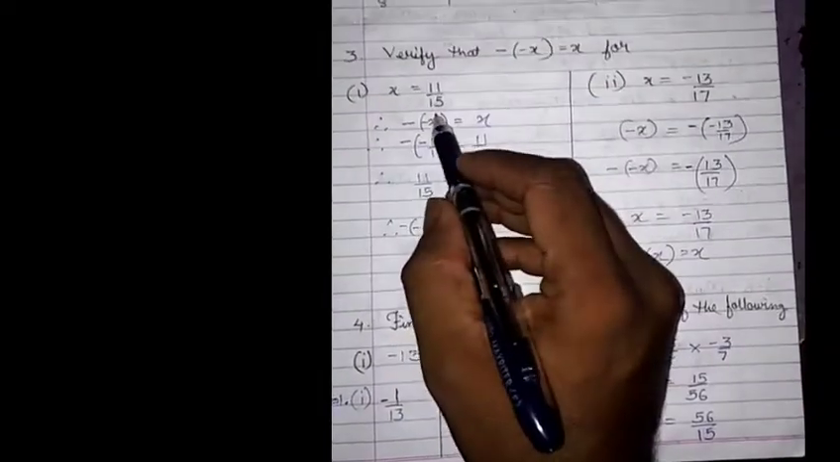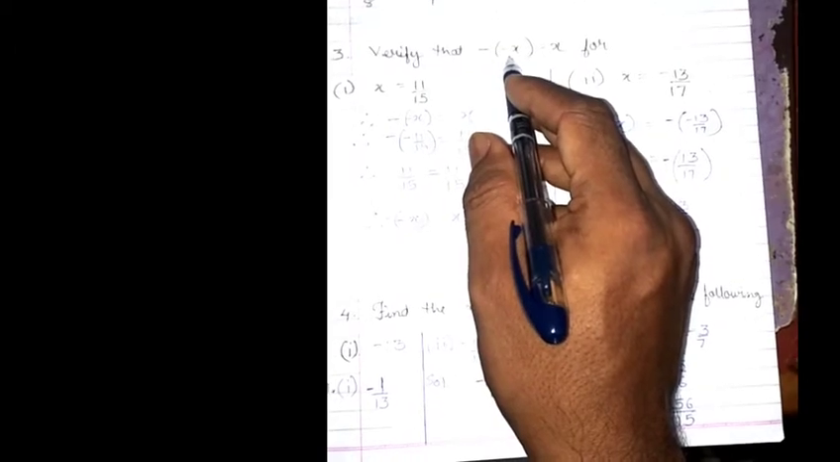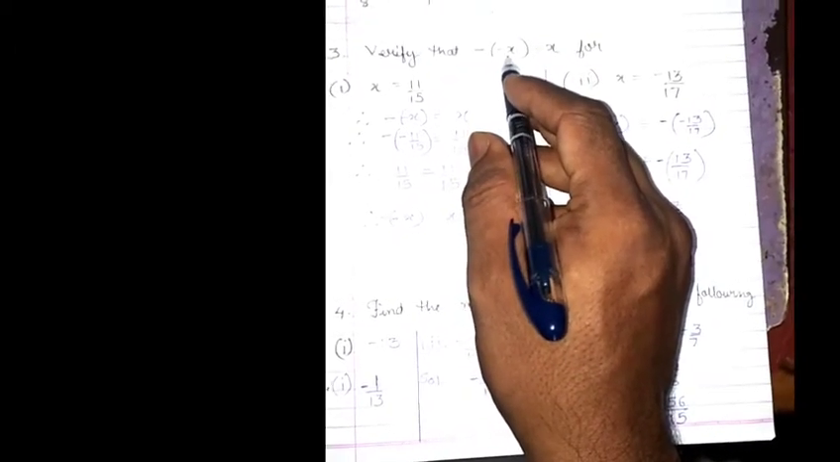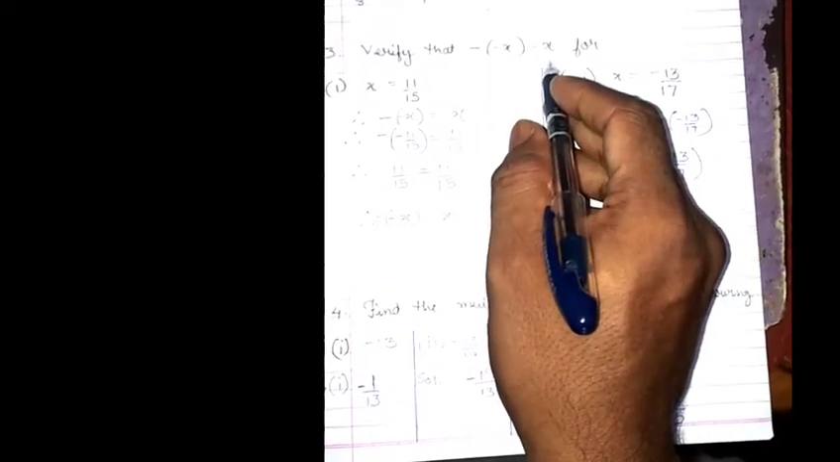Now let us start question number 3. Verify negative of negative x is always equal to x. As previously I told, if there is a negative sign outside the bracket, then whatever the value inside the bracket, if negative is there, it will become positive, and if positive is there, it will become negative. So here negative is there, so obviously it is going to become positive. So positive x always equals positive x only.